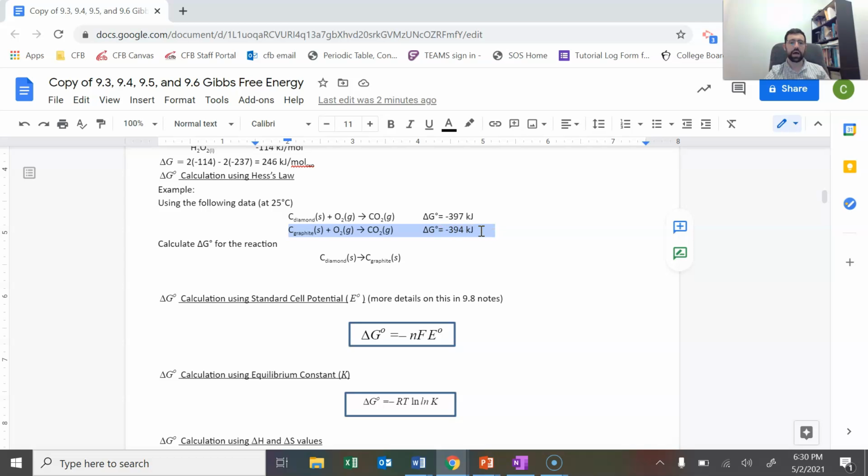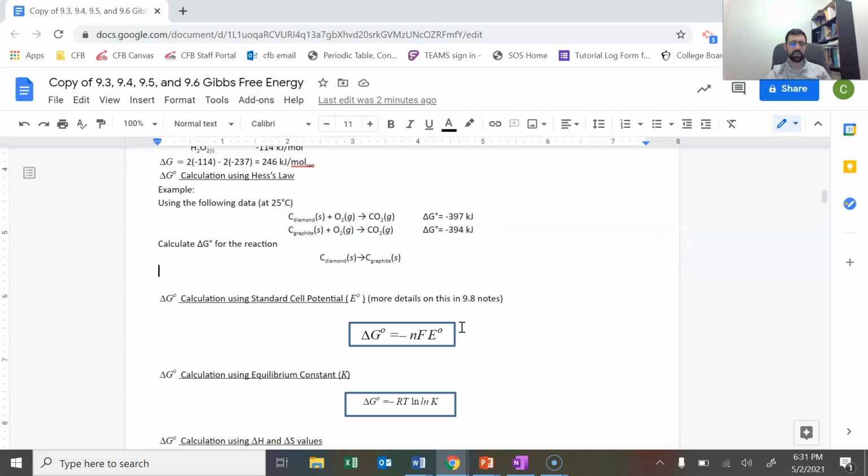So that would become a positive 394 kilojoules. Then we just add these values together. You also need to take into account that if we would need to change the coefficients of the second reaction, I would also have to multiply by whatever number that is. I would multiply the same number times the delta G value. In this case, I don't need to multiply by anything except a -1. I just need to flip this around to get a -1.